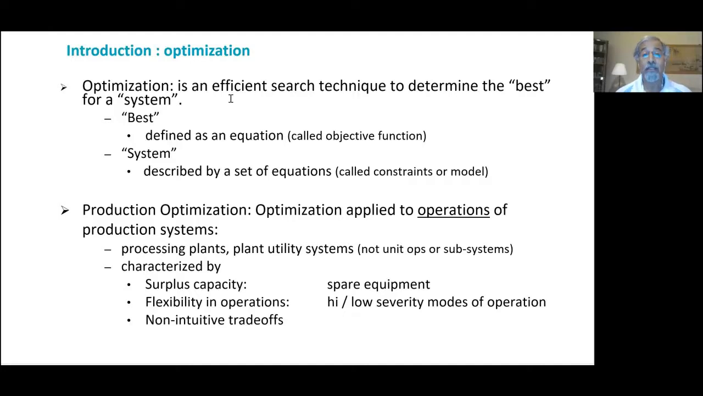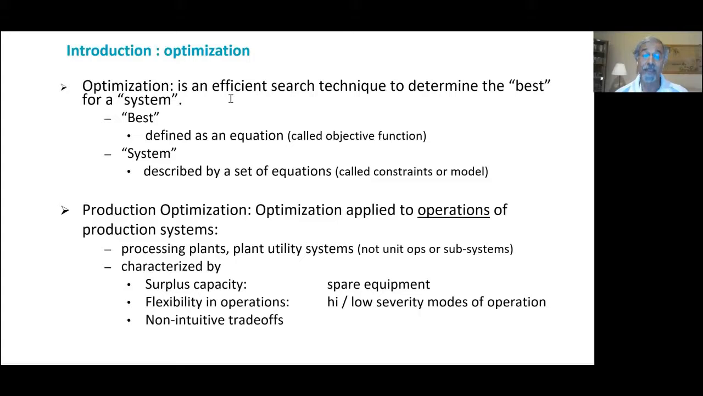Production optimization is applying optimization to the operations of production systems. Production systems are chemical processing plants, refineries, plant utility systems. And here we are focusing not on the unit operations or subsystems, but on the entire system. Such large systems are characterized by surplus capacity, meaning there is spare equipment. So there may be 4 boilers and only 2 may be required during typical operation.